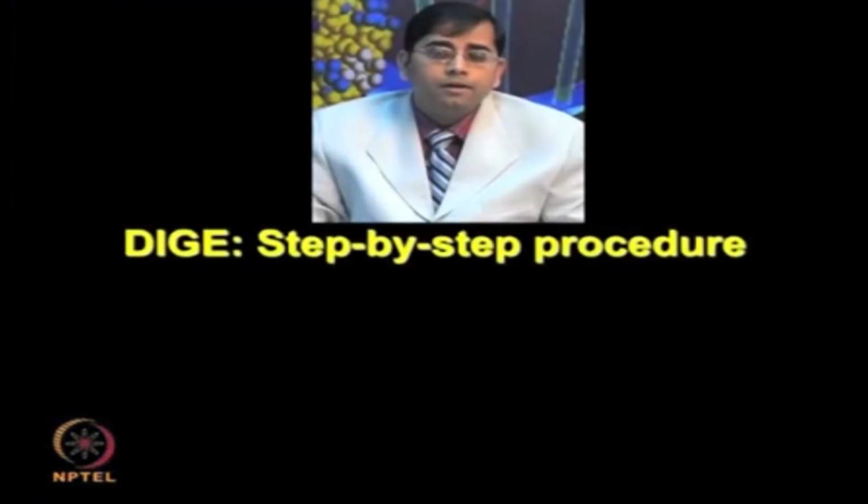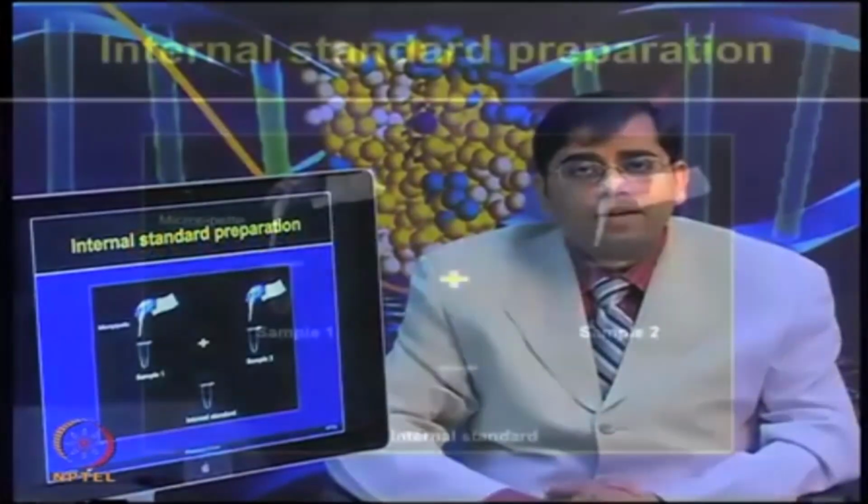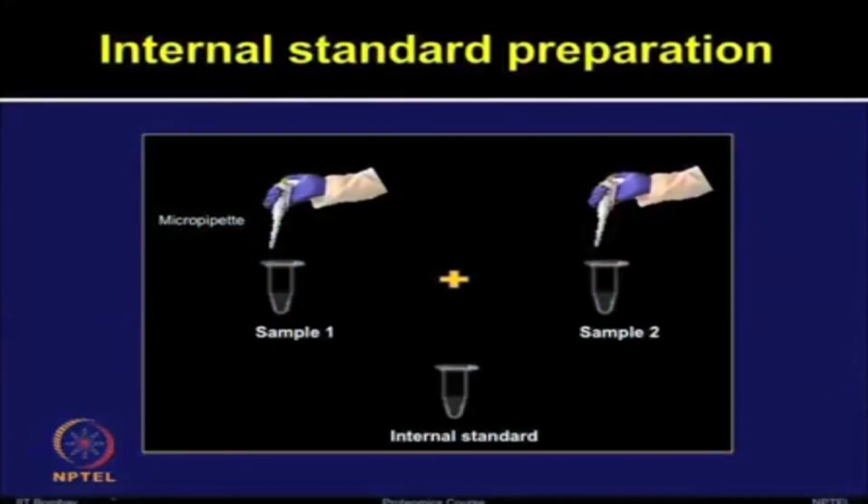So, now we have talked about the dye principle, how to label the samples with different Cy dyes, why there is a need for making the internal standard, and how to label the internal standard with the Cy2 dyes. So, let us go to the step by step procedure of the DIGE method. The very first thing is you have extracted your protein samples and you need to make the internal standards.